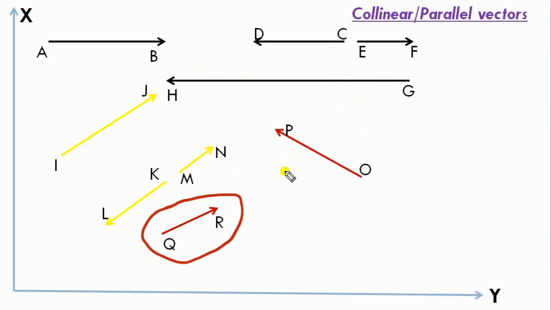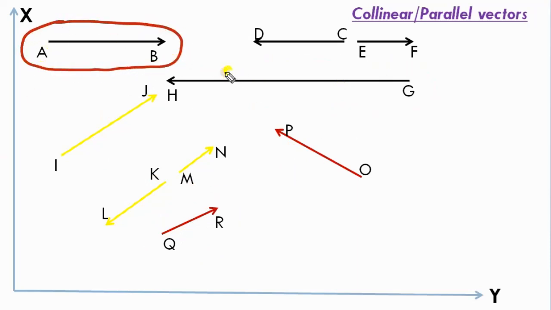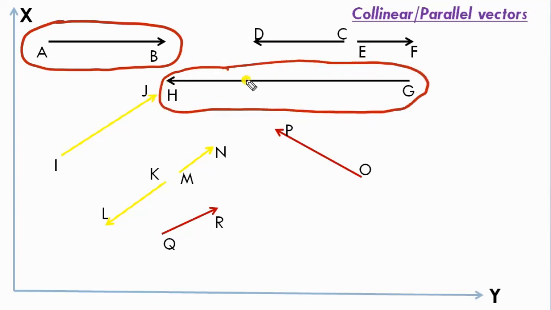Now, why do we call vector AB and vector GH collinear even though they are not lying on the same line? Remember the property of vector that we talked about a while ago, that you can pick a vector from its original position and shift it anywhere in the universe without changing its magnitude and direction.